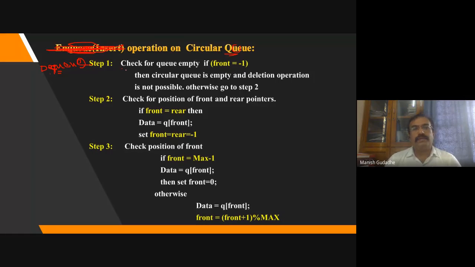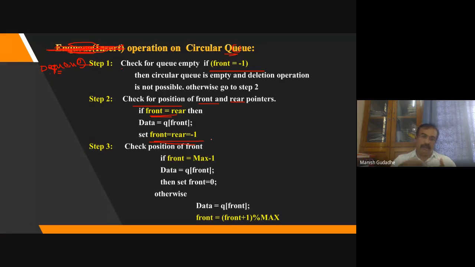Okay, now when we try to delete some item from the queue, the first condition is that the queue is not empty, that we'll have to check. If front is minus 1, then queue is empty, we cannot delete any element. If it is not so, check for the position of front and rear pointer. If front is equal to rear, that means there is only one element in the queue. Remove that and set the front and rear to minus 1.